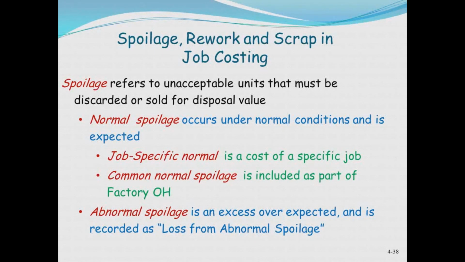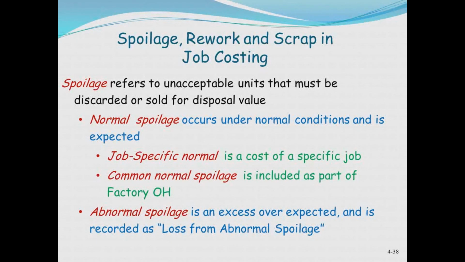If there's spoilage which can be specific to a job, that half a foot of wasted wood, that cost is assigned to the job. If it's common spoilage, it can't be assigned to one job or another. It's included as factory overhead. And that's for normal spoilage. That's expected to happen as a byproduct of doing business. And then you would spread out the cost of spoilage for the common spoilage. It would be spread out across all your jobs.